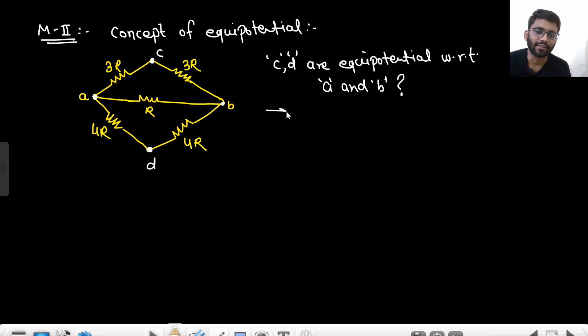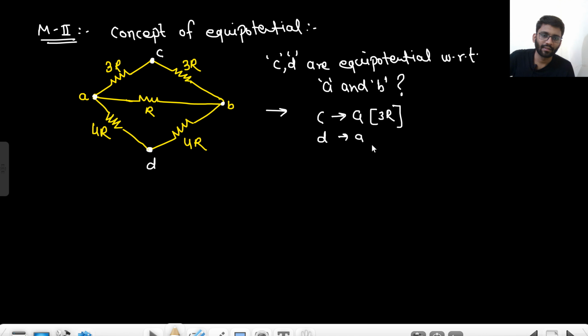Okay, so how will I check? I have to consider C and D. So C and D will come together. First I will go from C to A. Forget about B. Only C to A: 3R resistance path. And then I will go from D to A. What is the path? 4R. Here it is not the same. So C and D are not equipotential.